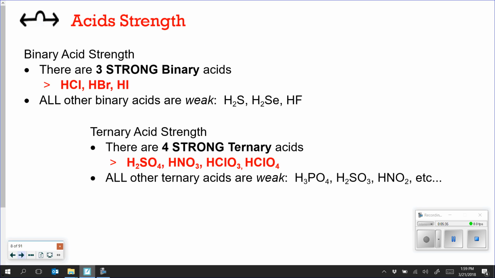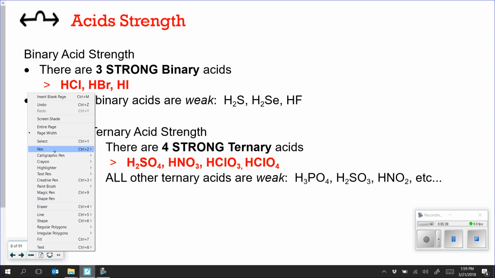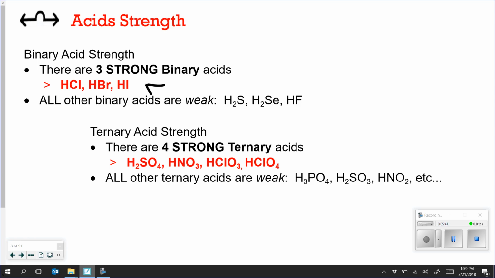There are 3 strong binary acids that you need to know, and they're listed right here. Any other binary acid, for example, any of these, is going to be weak. There are 4 strong ternary acids that you need to know, and they're listed right here, and all other ternary acids are going to be weak.